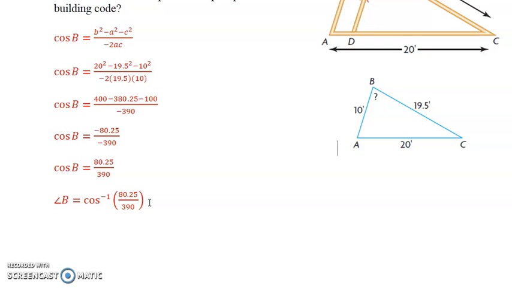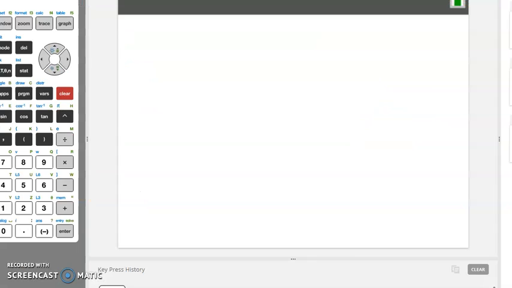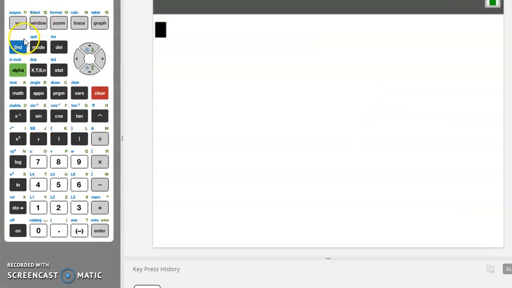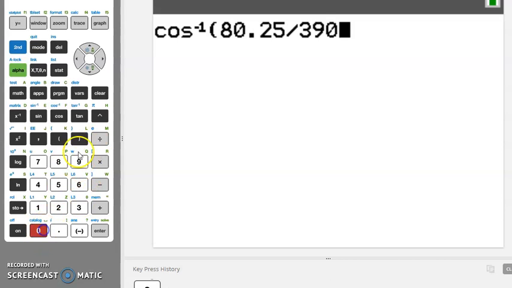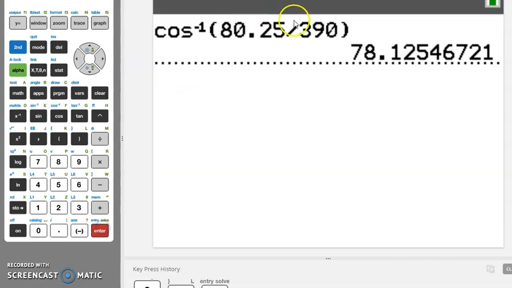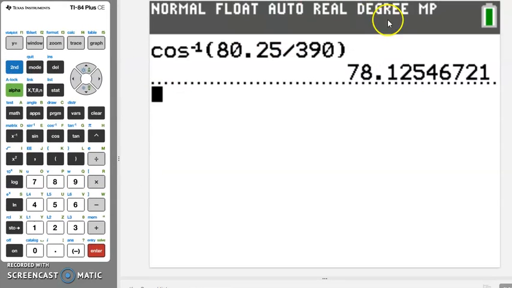It'd be 80.25 divided by 390 and take the inverse cos of that. So I'll do that on the calculator. So second function cos, and we put in 80.25 divided by 390. They're both negative, so I just made it all positive. And make sure your calculator is in degree mode, as you see here, it's in degree mode. And you get 78.125 and so on.